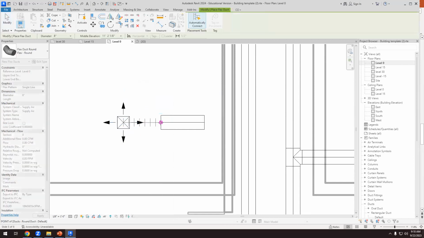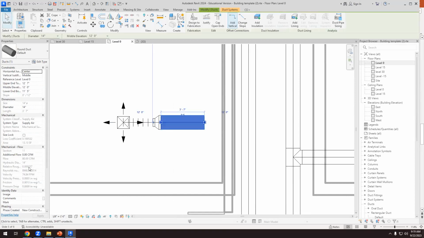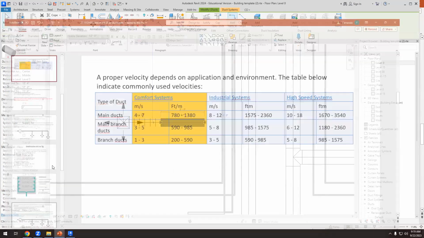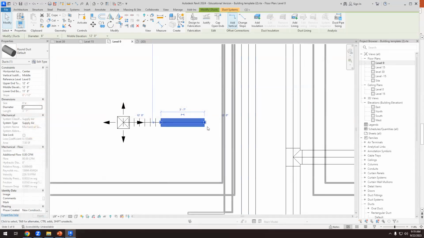Draw flex duct, connect it here, select the duct, check the flow, it's 80, the same as the diffuser, and the speed is 74. 74 is too low, so I'm going to change the diameter to 8. If I change this diameter, the velocity is 220. 220 is acceptable according to this, because it has to be between 200 and 500. Okay. So the velocity is acceptable.